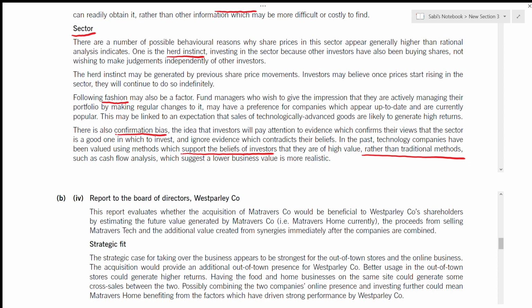Such as cash flow analysis. You cannot value a tech industry using cash flow analysis, which suggests a lower business value is more realistic. Why is a lower business value more realistic? Because it is being valued using traditional methods, such as cash flow analysis. You have some objective analysis. But what about the belief of investors? It keeps changing. It's not objective, it is subjective. So even if the technology industry is valued highly, it is subjective, not objective. So these are the behavioral factors. Make sure that you know what behavioral finance and behavioral factors are.